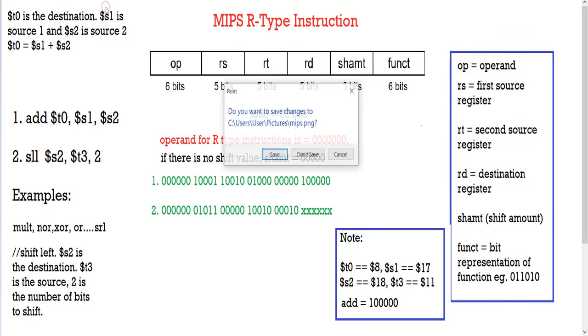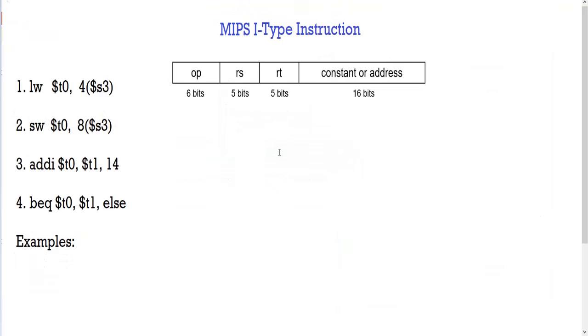Okay, I type MIPS. Save this, and here we go. The MIPS I-type instruction. As you can see, we have a few familiar abbreviations here. The first 6 bits are again the opcode. The next 5 bits are the source register, and the next 5 bits are your destination register. And there is also a space here for the constant or the address. I'm just going to jump right into the representation here, and you'll understand what to put in this space.